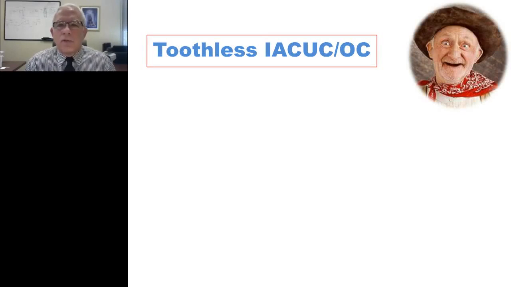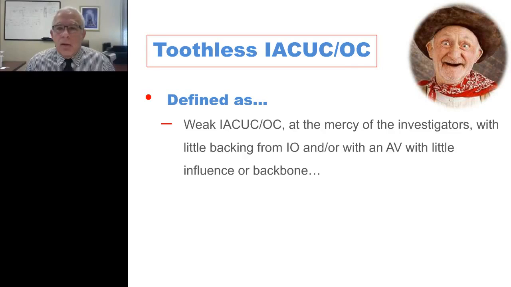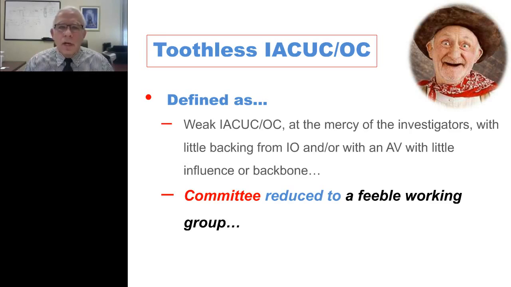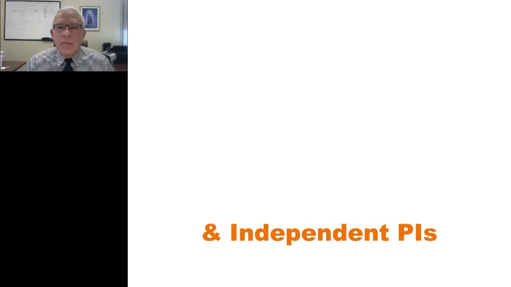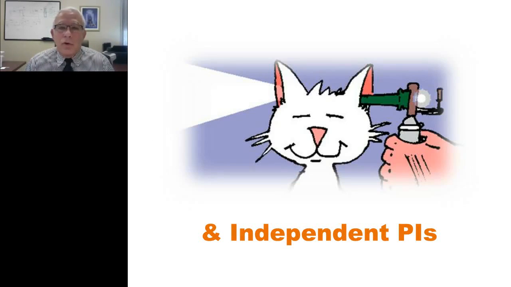So let's talk first about the Oversight Committee. What is a toothless, a weak IACUC Oversight Committee? Well, it is defined as an oversight committee that is at the mercy of the investigators, with little backing from the institutional official or your administrators, and with an attending veterinarian that has very little influence. In other words, a weak veterinarian. So it is a committee that is reduced to a feeble working group. In reality, it is a committee with little or no influence on investigators. It is a committee that is really at the mercy of the investigators.